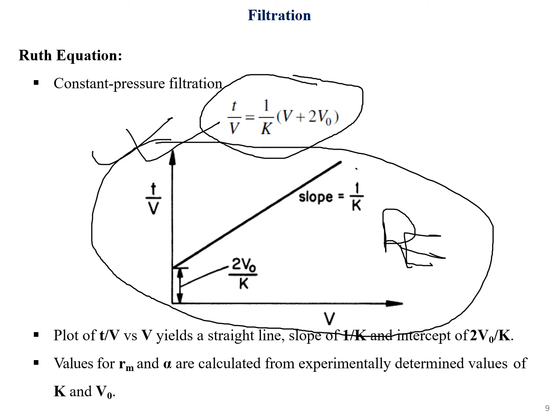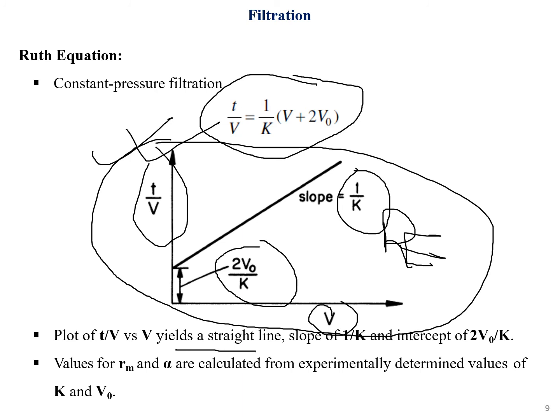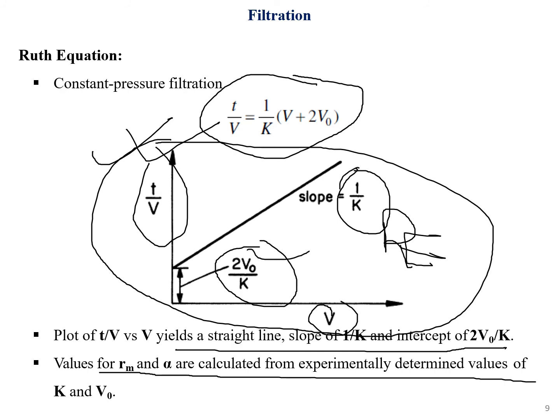All right, so it has a slope of 1 by k and a y-intercept of 2v0 by k, and the y-axis is t by v and the x-axis is v. So this yields a straight line, as you can see. So your Routh equation yields a straight line not from the origin. All right, and values of Rm and alpha are calculated experimentally. So basically you can calculate Rm and alpha values from the slope and the y-intercept, if any values are provided to you. So this is a very easy thing.